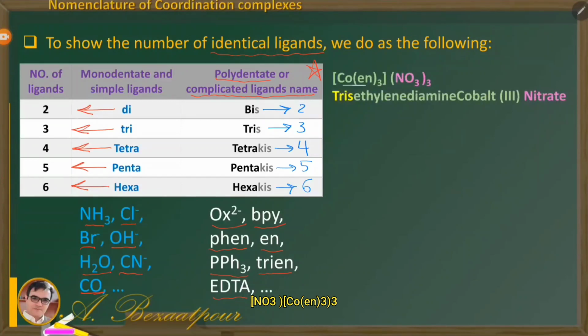Co(en)3 (NO3)3. As you can see in the coordination sphere, we have 3 en, that means ethylenediamine, which is a bidentate ligand. Therefore, we have to use tris as the prefix in naming. Following the previous rules, we can say tris(ethylenediamine) cobalt(III) nitrate.